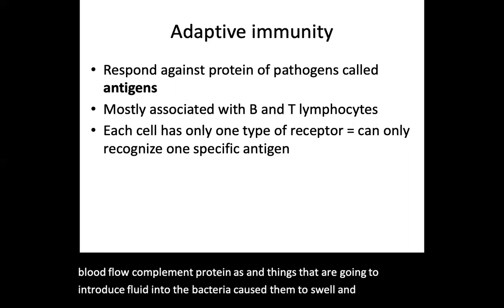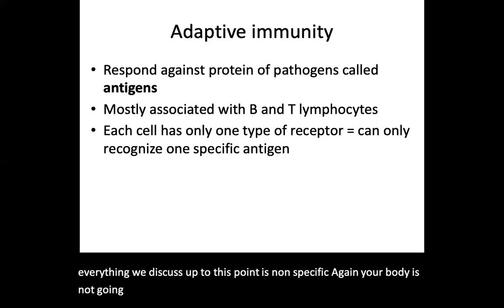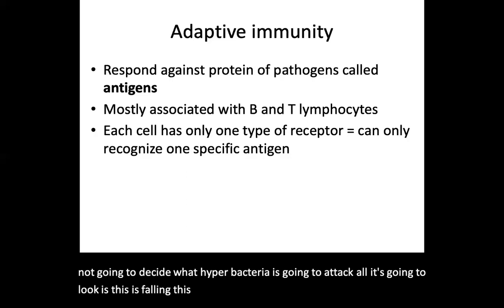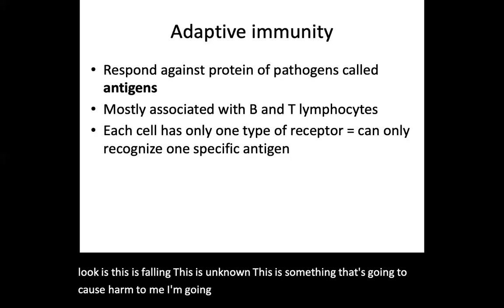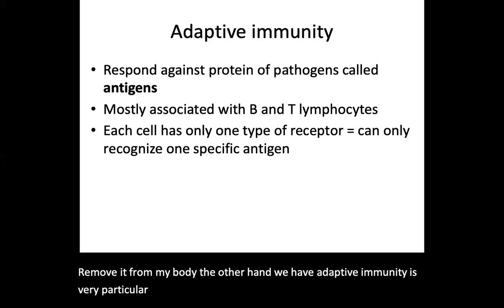Now, what we have discussed so far includes physical barriers, chemical barriers like sweat, oil, the acidic environment of the stomach, the inflammatory response, the redness, the heat, the increased blood flow, and complement proteins that introduce fluid into the bacteria and cause them to swell and burst. Everything we discussed up to this point is non-specific. Again, your body is not going to decide what type of bacteria is attacking. All it's going to look at is, this is foreign, this is unknown, this is something that's going to cause harm to me, I'm going to remove it from my body. On the other hand, we have adaptive immunity. Adaptive immunity is very particular to pathogens, so it's highly specific, as the other name of adaptive immunity is specific immunity.